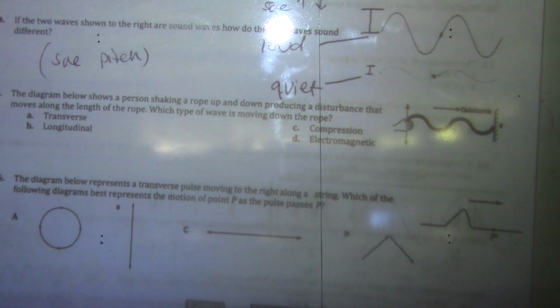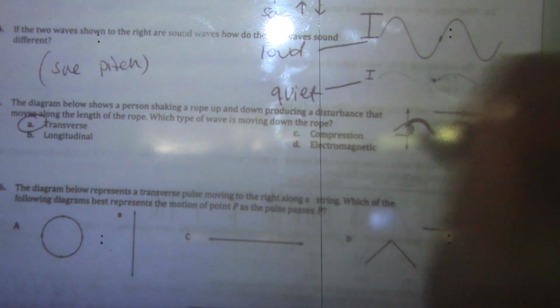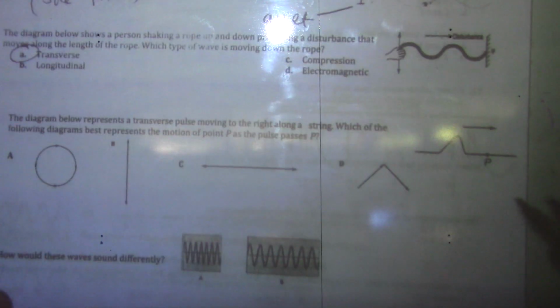Number 5, what type of wave? So here we're not getting compressions, we are getting crests and troughs. This is a transverse wave. The motion is up and down and the wave is going this way. See how that's perpendicular?